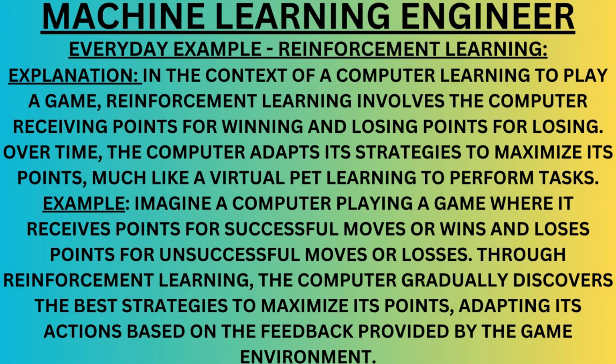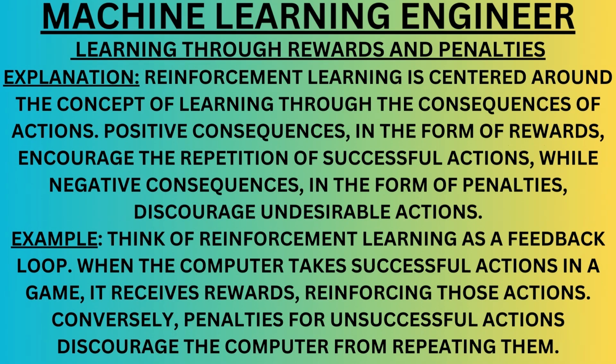Example: imagine a computer playing a game where it receives points for successful moves or wins and loses points for unsuccessful moves or losses. Through reinforcement learning, the computer gradually discovers the best strategies to maximize its points, adapting its actions based on the feedback provided by the game environment. Learning through rewards and penalties.